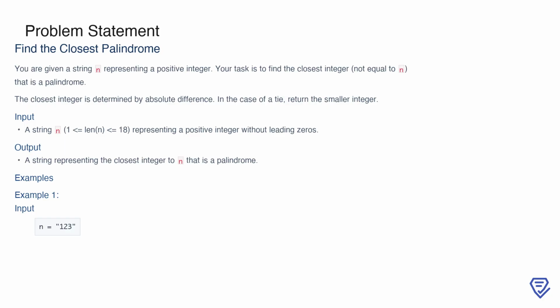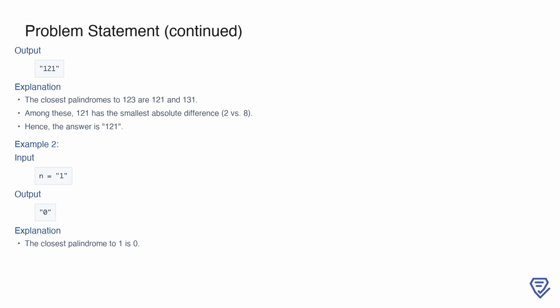Now, the input will be provided as a string n with a length between 1 and 18 characters, and it will not contain any leading zeros. Our output must also be a string that represents the closest palindrome to n. Let's look at some examples to clarify.